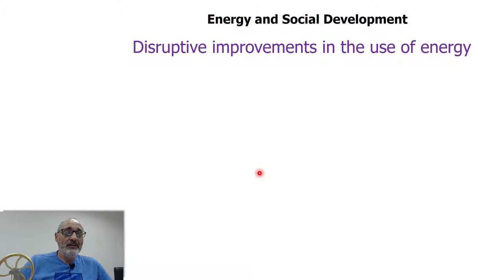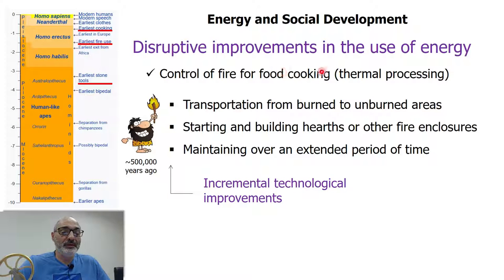Okay. So before going to the theoretical framework, I'm going to give you a perspective on what I call a historical context, focusing on the disruptive improvements in the use of energy. This is very important. The first disruptive use of energy was the control of fire for food cooking, especially for thermal processing of the food that we ingest. I already mentioned that, but I want to give you a little bit more detail.